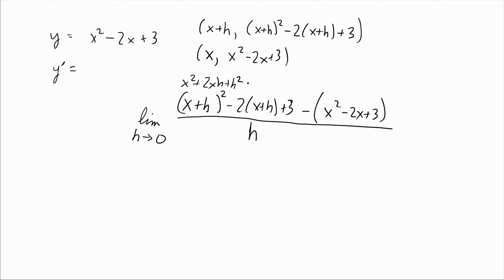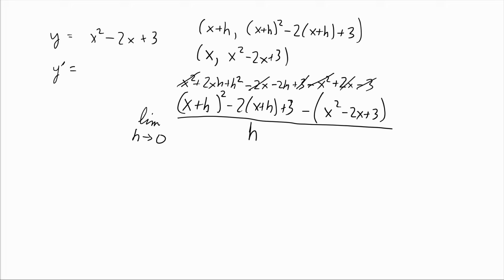And then this part distributes, so negative 2x, and then negative 2 distributes to h, negative 2h. You have a plus 3. The negative will distribute to each part there: negative x squared plus 2x, and then minus 3 as the negative distributes through. Now look at the top here. x squared and x squared, they cancel. Also, this negative 2x and that 2x cancel. This 3 and that negative 3 cancel.